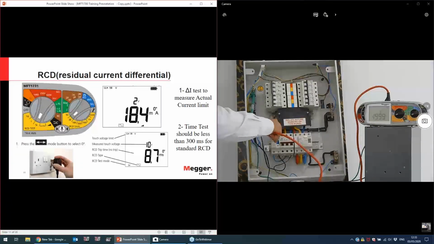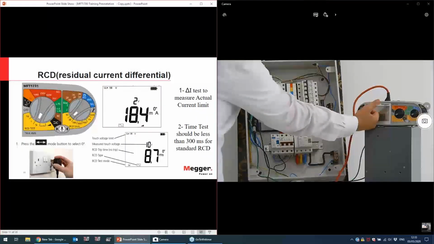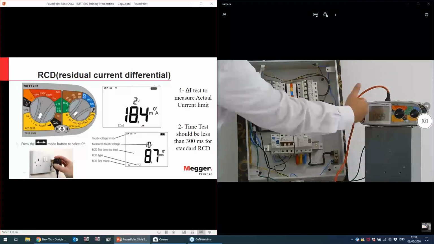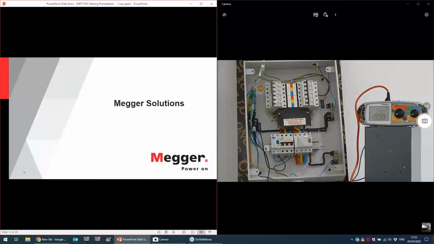Now my RCD did not trip, and the measurement value here is showing me it's above 1999, above 2 full seconds or 2000 milliseconds, which is an acceptable value. It means it's above the actual test duration, meaning that the device did not trip at all. That will be all for the practical part. Please, if you have any questions regarding any test, write them down in the question box.